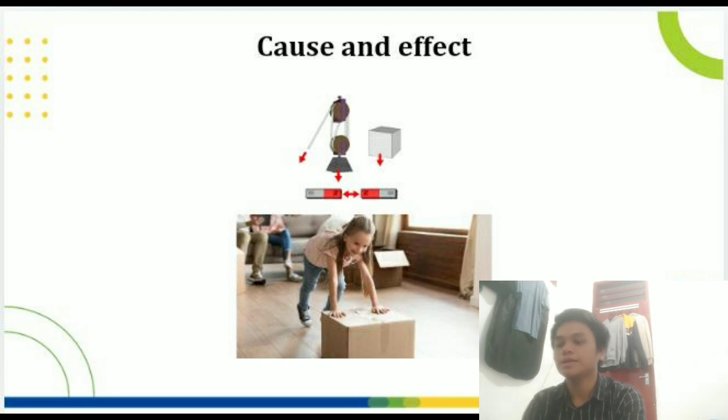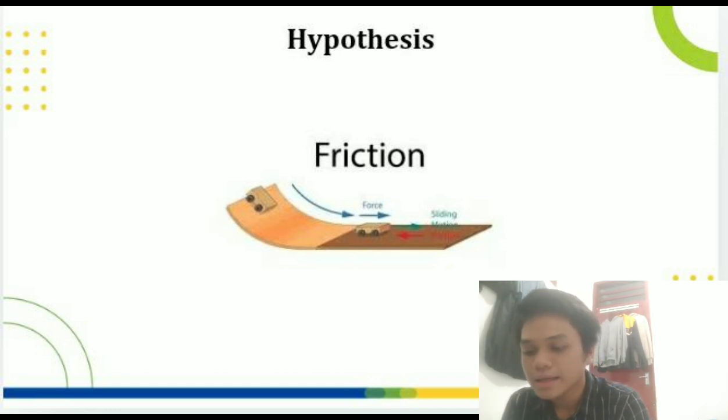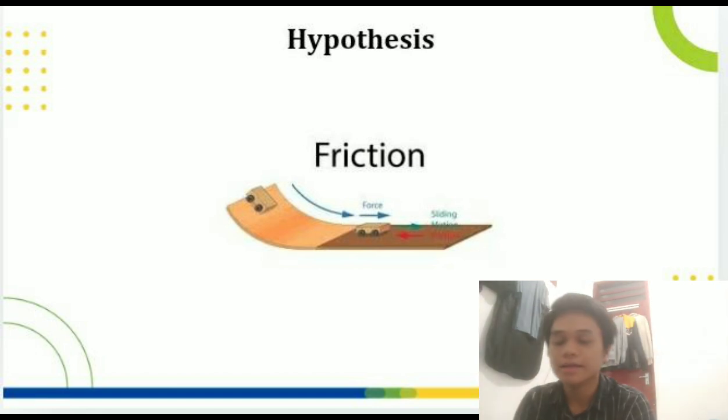And for the fourth part is hypothesizing. The magnitude of the friction force is directly proportional to the normal force between the two surfaces. That means that the greater the normal force or pressure pressing on the surface, the greater the frictional force that occurs between them. Like the picture on the presentation page.